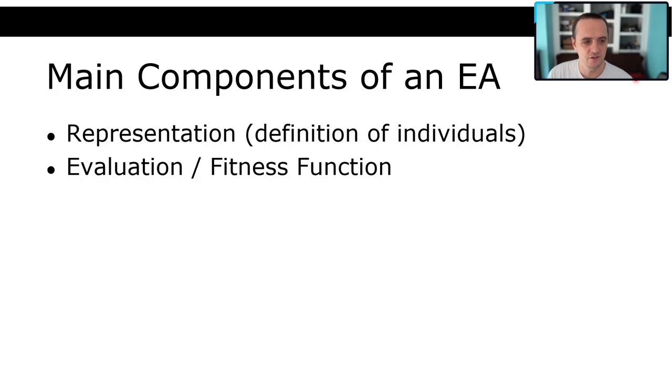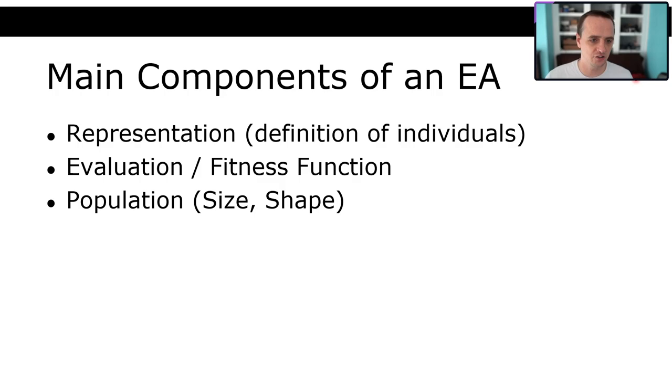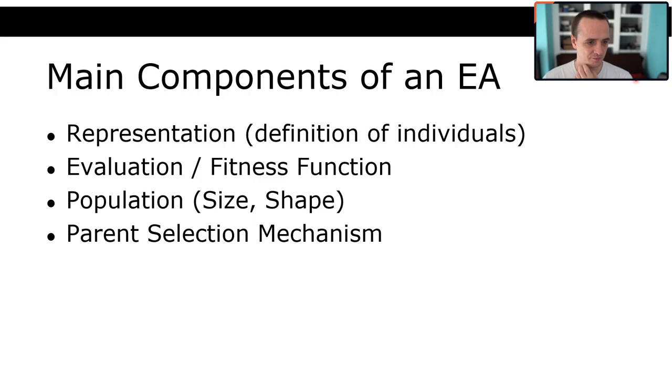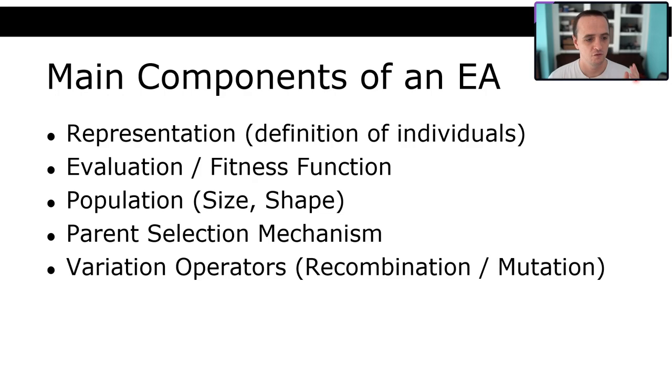The evaluation or the fitness function. So how do you actually tell if something is a good candidate for reproduction? The population. How many things are in the population? What does a population actually look like? The parent selection mechanism. So once you have fitness assigned to all the individuals, how do you actually select them to reproduce? Variation operators. So how do you recombine two parents to form a child? How do you mutate after that?